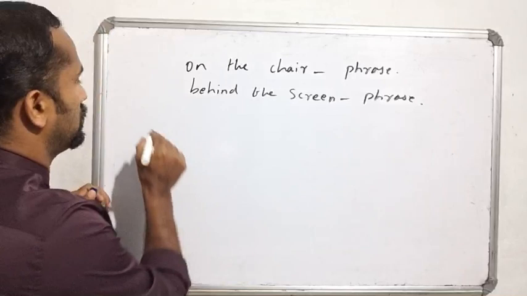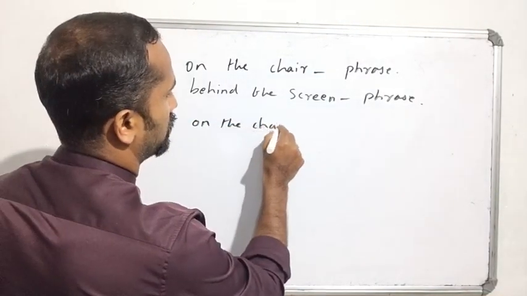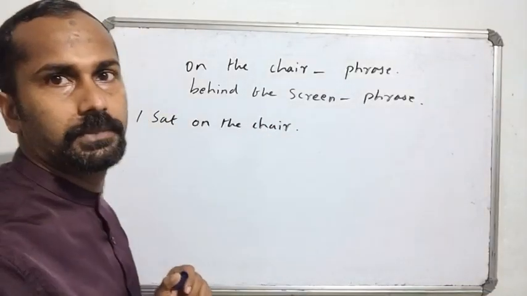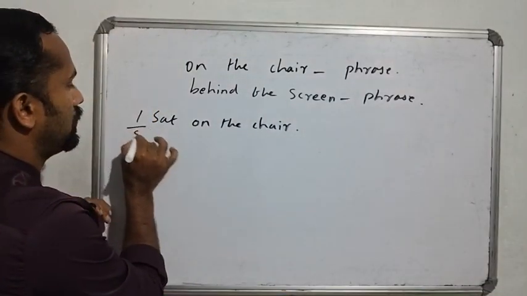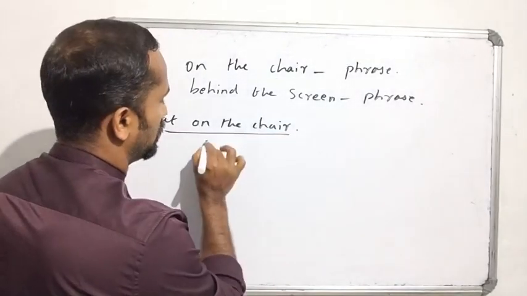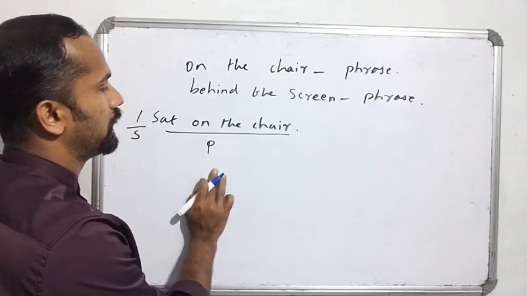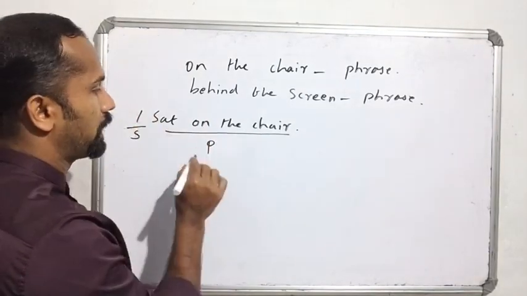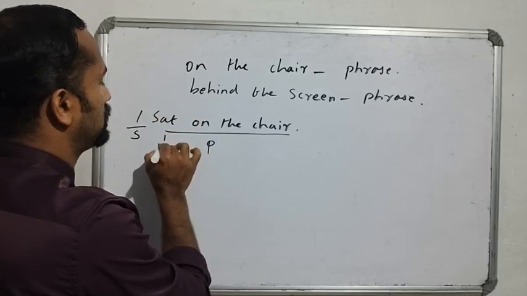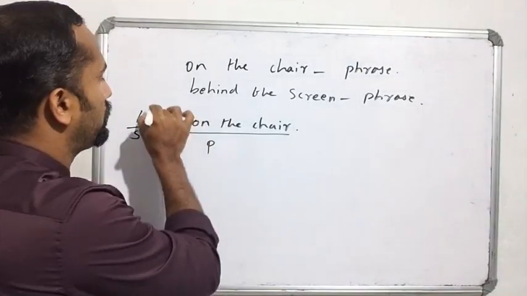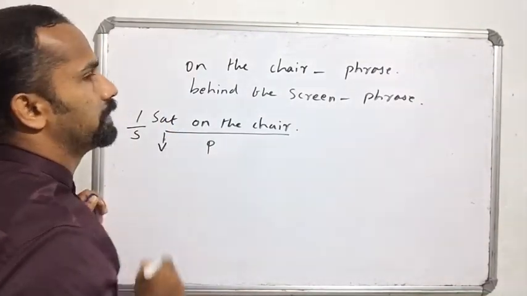But if I write, I sat on the chair, this is not a phrase because there is the subject. I is the subject and sat on the chair is the predicate. You can see that with the predicate, there is always a verb, sat. So there will be a verb in each predicate.